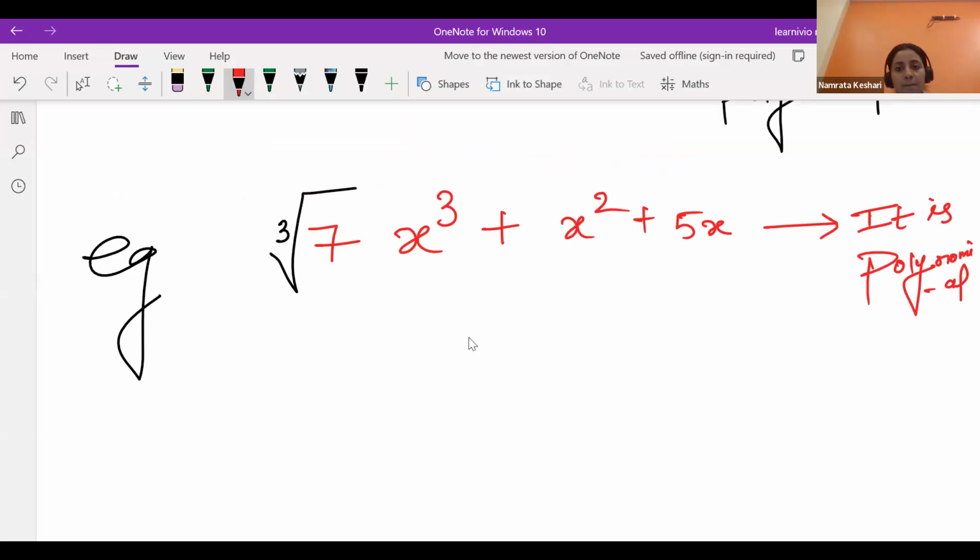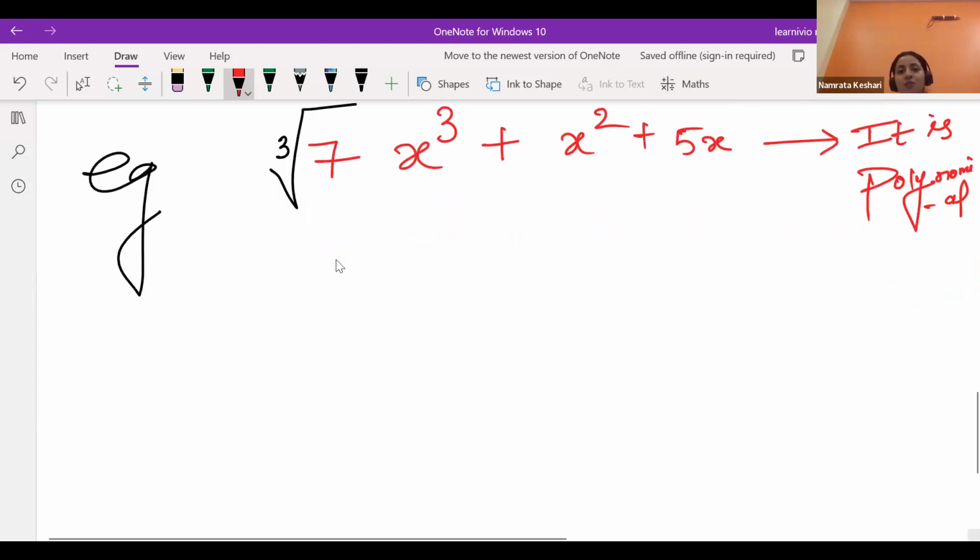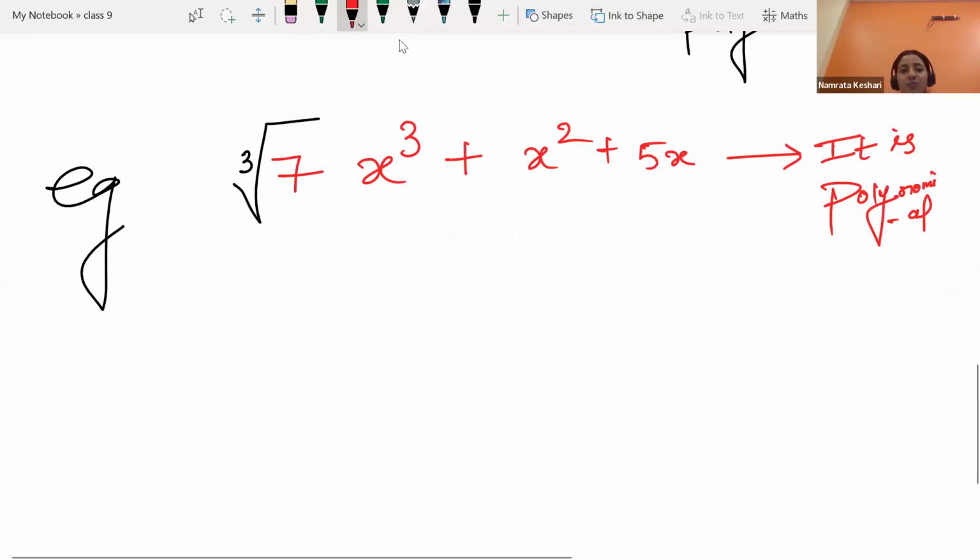Ma'am, because the cube root can be written as 1 by 3. So 7x cube into 1 by 3, then the 3 and 3 will get cancelled. So then it'll be 7x, just 7x, which will have power 1. So it's a whole number. Yeah, okay. These are okay. So according to your response, Pranav, I must create one more example.